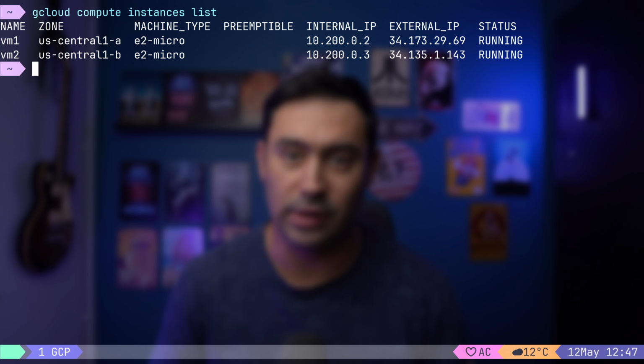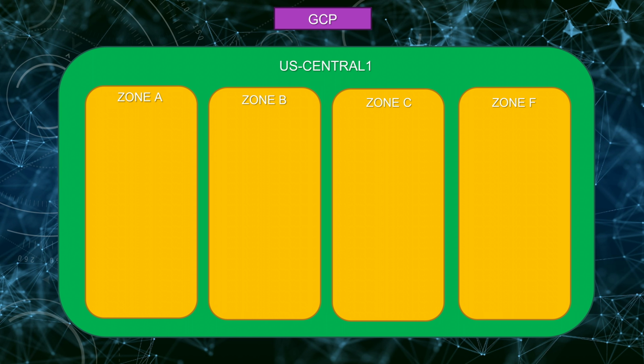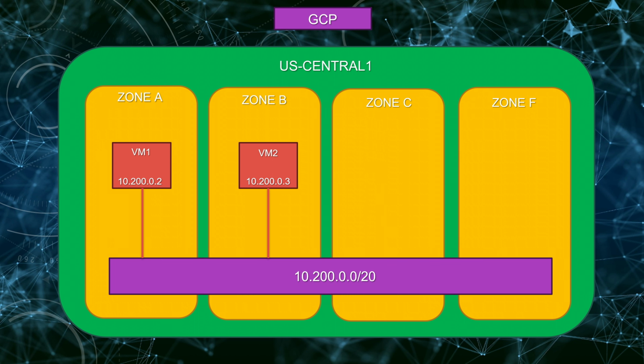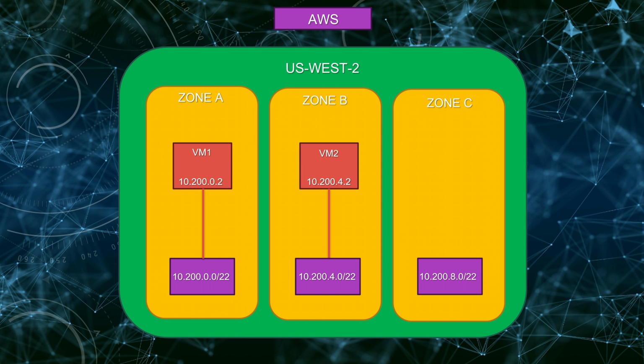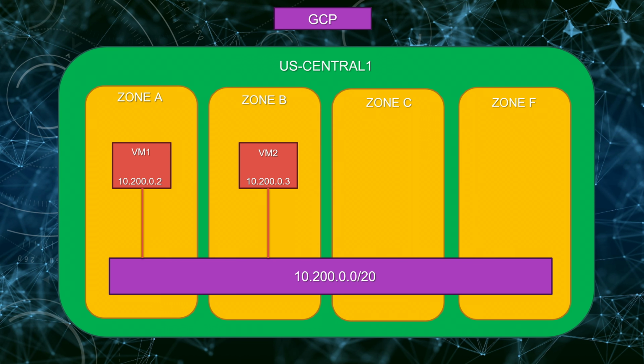Important thing to mention is that despite those instances being in separate zones, separate data centers within the region, they still belong to the same subnet. This concept is totally different from AWS, where each zone has its own subnet. In GCP, a subnet is spread across all zones in a region.